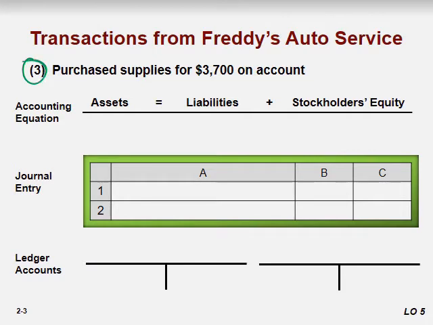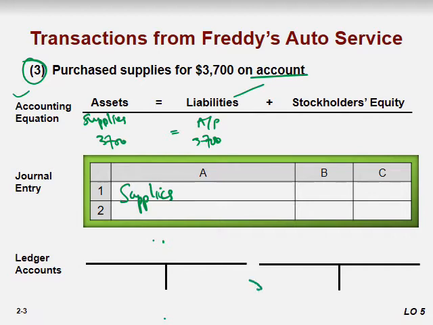And now our third transaction is purchase supplies for 3,700 on account. So how do we record it in the equation? Purchase supplies 3,700 on account, meaning on credit. So it will create accounts payable 3,700. And what is the generalized entry? Supplies are assets, asset increase is debit, so we write supplies. Liability increase is credit, to accounts payable 3,700, 3,700.